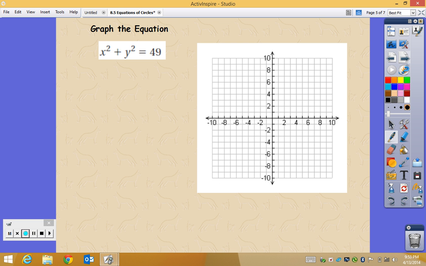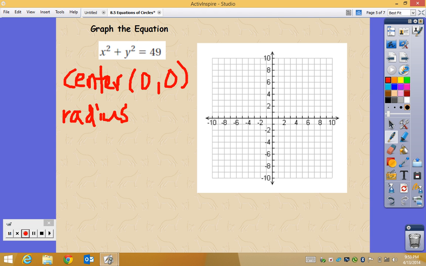Okay, another one, we have the equation x² + y² = 49. So if we have x - h, there's no h here, so our h is 0 and our k is 0 as well, because we just have y squared. So our center is at (0, 0). And our radius is the square root of 49. So our radius equals 7. So our center is right at the origin, (0, 0).